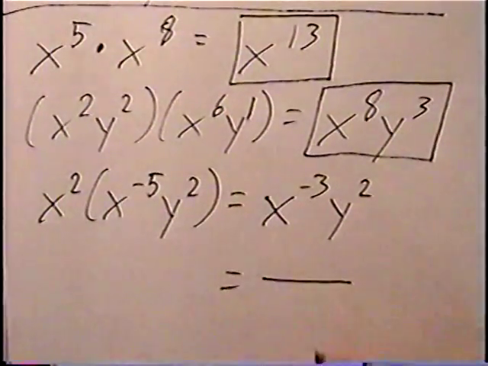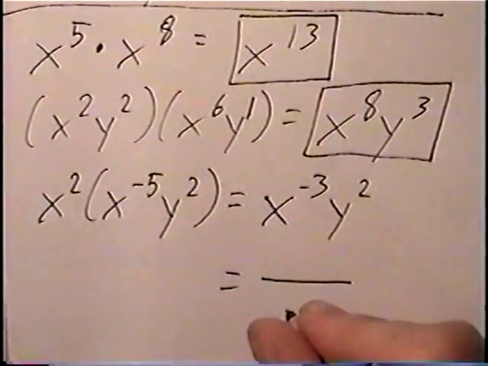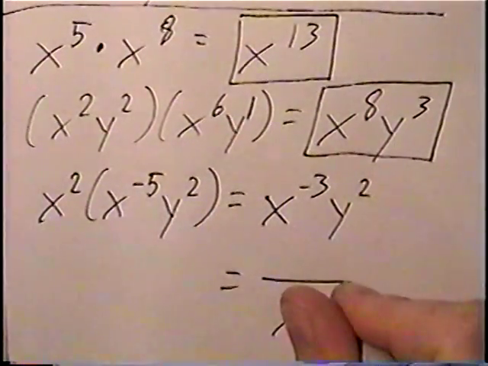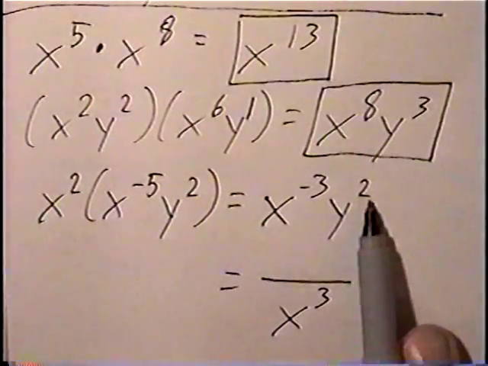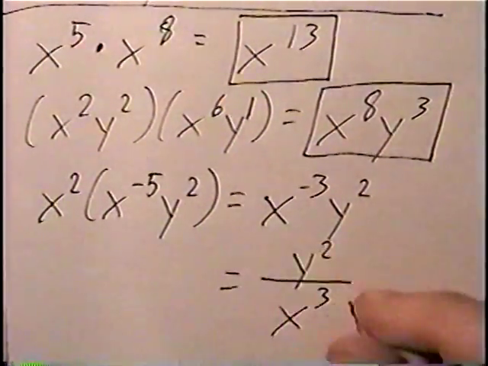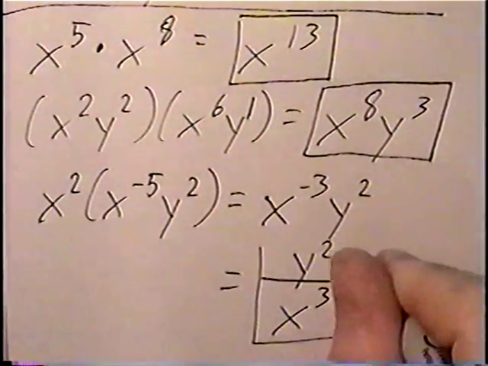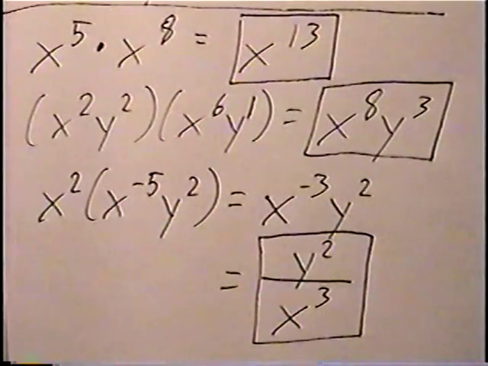Rewriting this as a fraction, x to the negative 3rd power, we can rewrite that on the bottom or denominator of the fraction, and changing the negative 3 to a positive 3. The y squared, since it's positive, will stay on top of the fraction or the numerator. So our final answer would be y squared over x to the 3rd power.